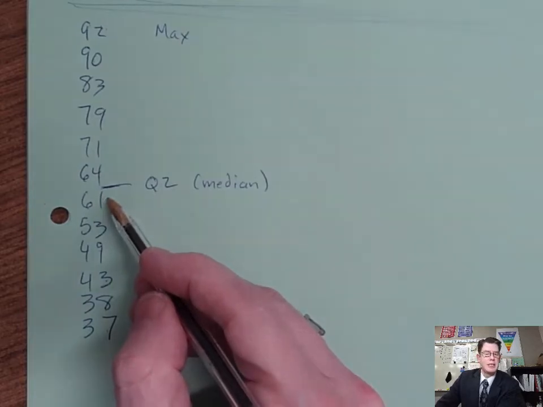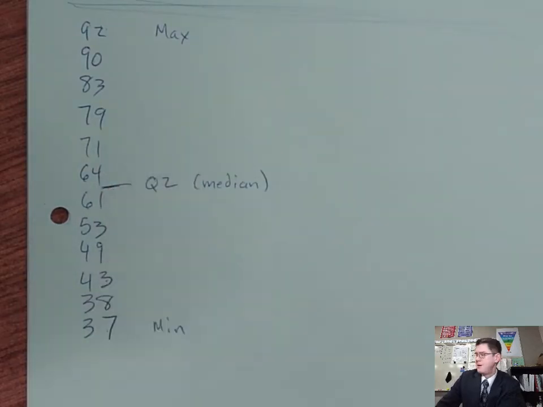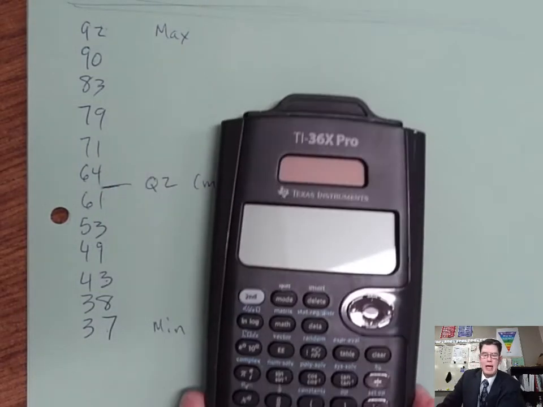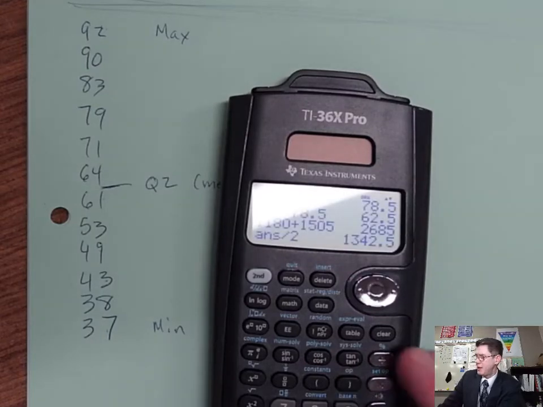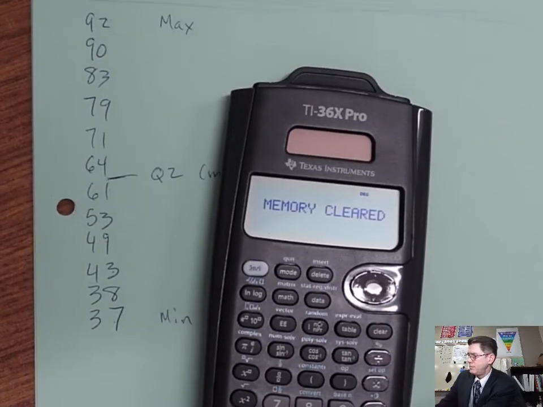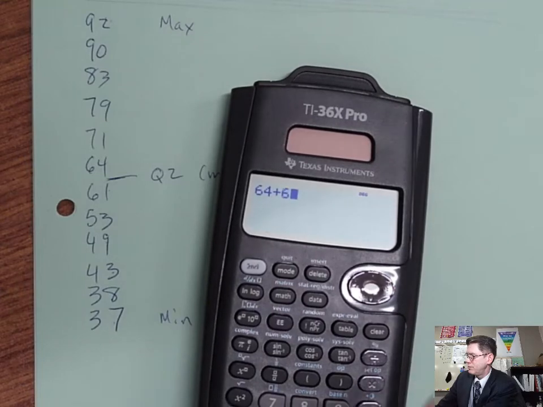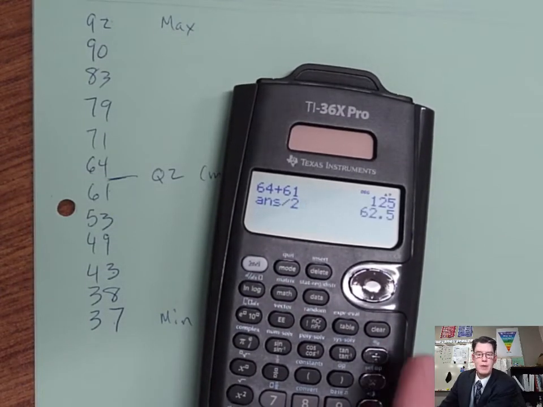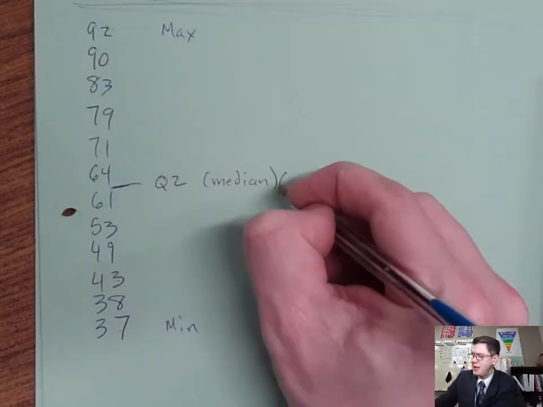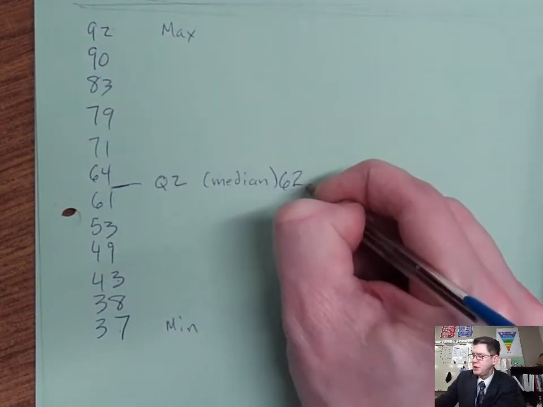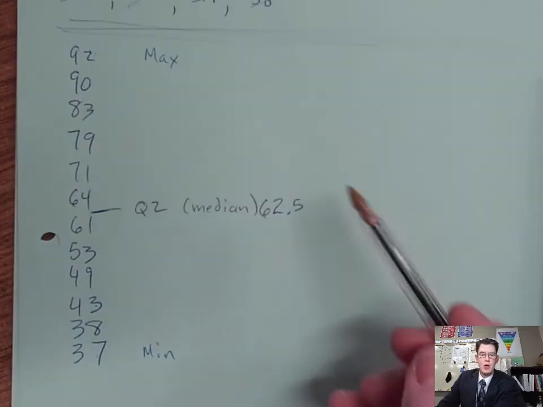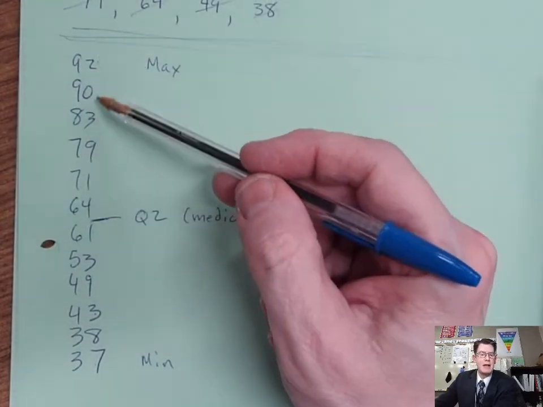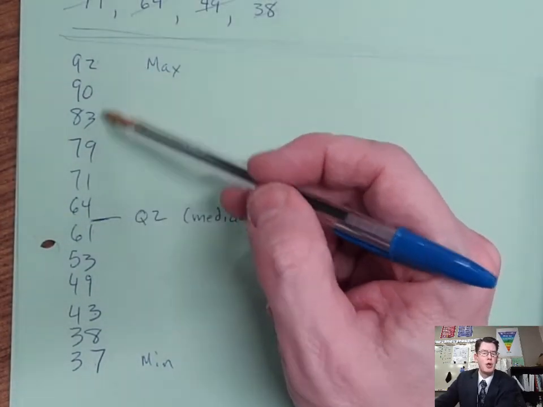And it's not 61, it's not 64. Run your calculator. If you add the two of them together and divide by 2, you get 62.5. So the median is 62.5. Once I've got that, I come up here and I find the Q3, the upper quartile.